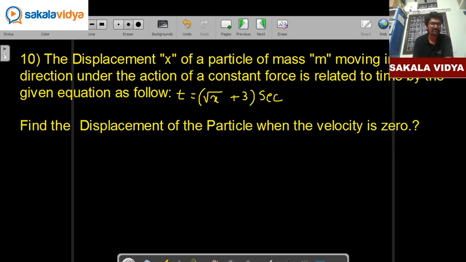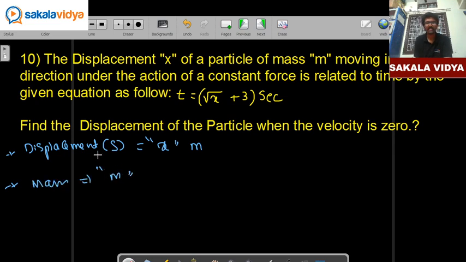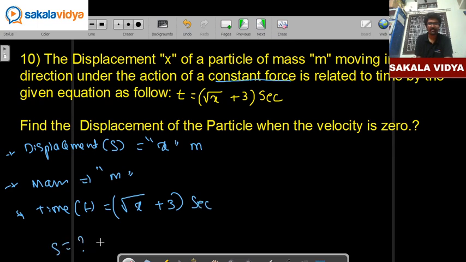So what is given here? Displacement is given. Displacement s is equal to how much? x meters, which is moving under a constant force. Next, mass is also given. So mass is how much? M. Which is moving under a constant force, where time t is equal to under root x plus 3 seconds. So what you have to find? You have to find displacement when velocity is 0. Okay, so this question is very, very important.